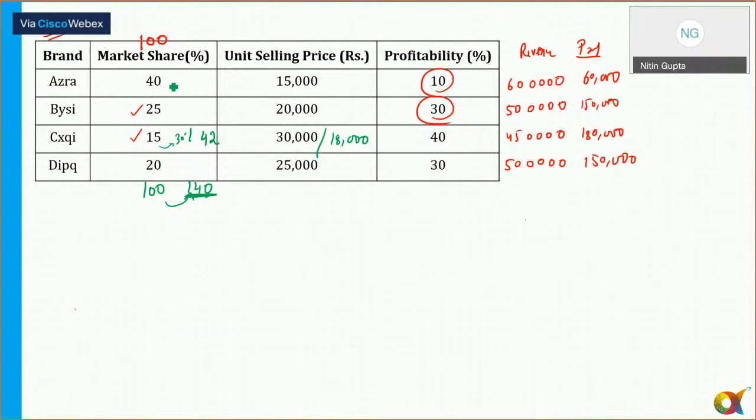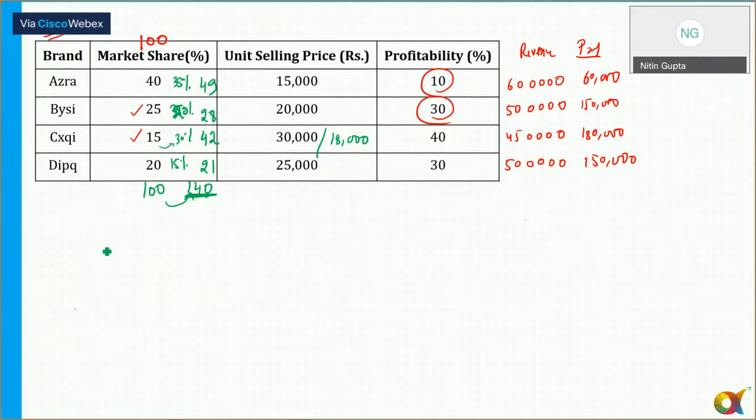And for the rest of them, market share decreased by 5%, but the base unit is 140. So 15% of 140 for D, 15% of 140 is 21. For B, 20% of 140 is equal to 28. And 35% of 140 is equal to 49. So these are the values which I have written.